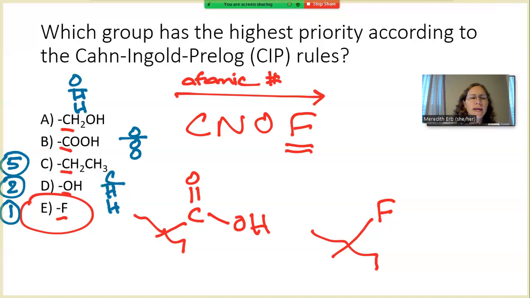To distinguish between A and B, we have to look at the second layer. And the carboxylic acid is going to have a higher priority than the CH2OH group. So this will be our 3 priority, and this would be our 4 priority if we were ranking these 5 molecules by priority.